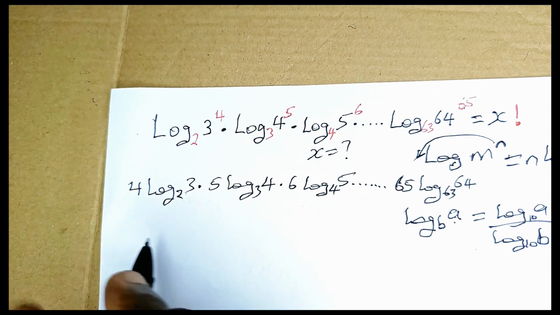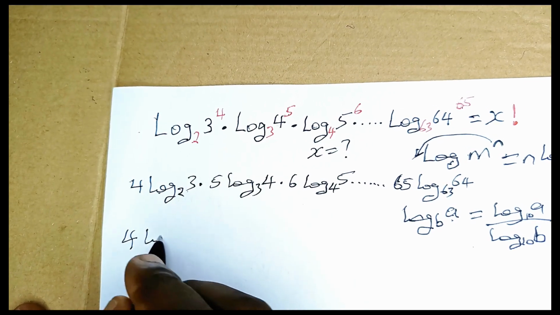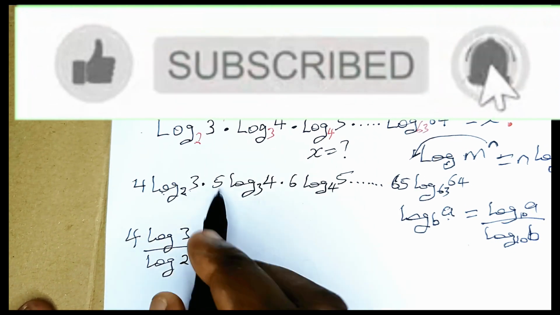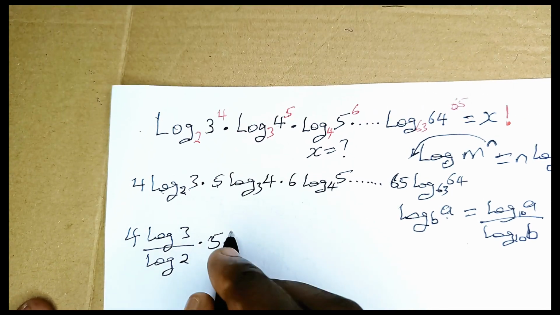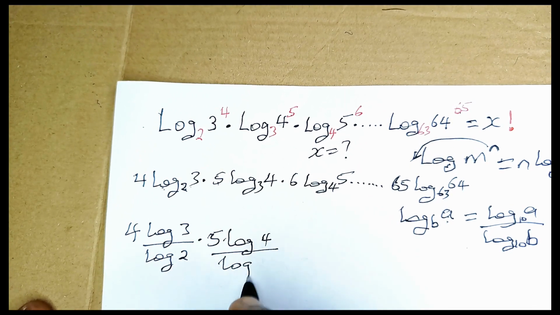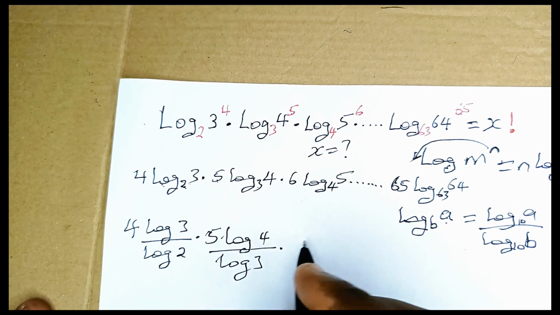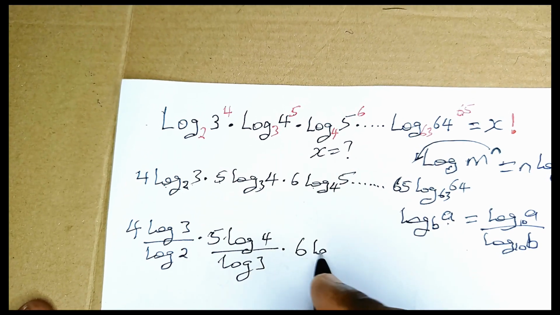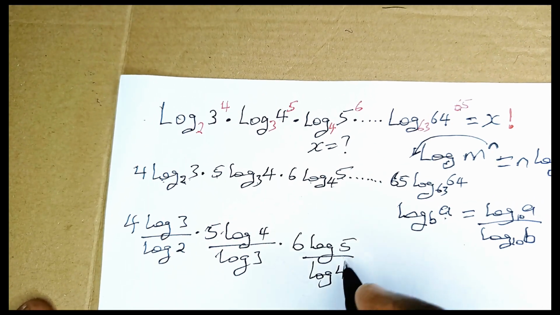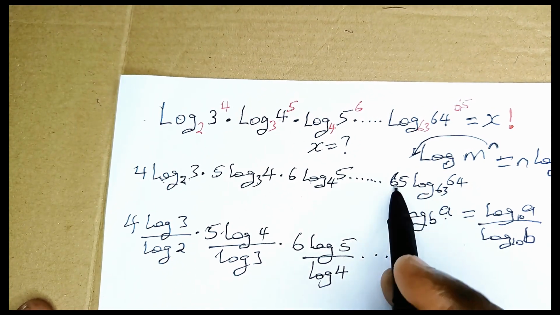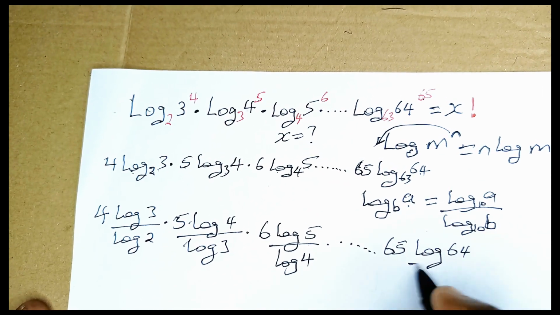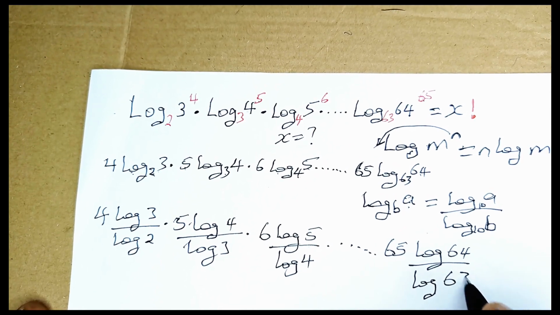So it means we'll be having 4 times log 3 divided by log 2, multiplied by 5 times log of 4 divided by log of 3, multiplied by 6 times log of 5 divided by log of 4. It multiplies and goes like that until you have 65 times log of 64 divided by log of 63.